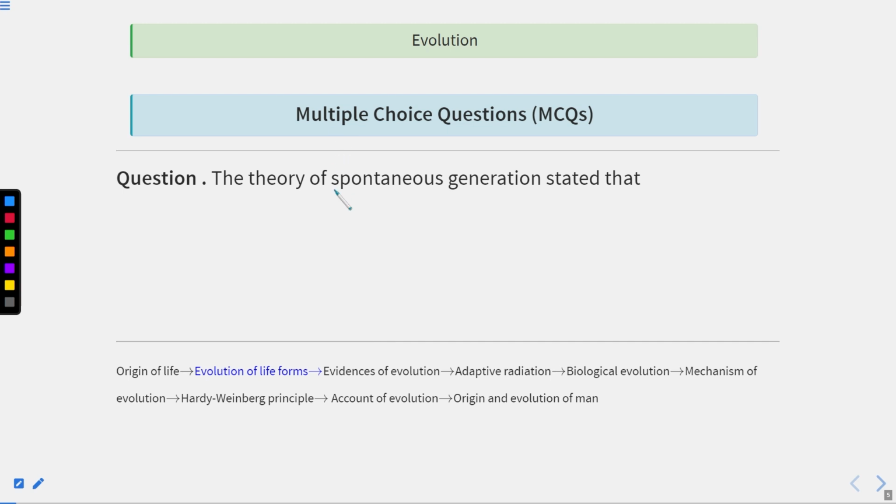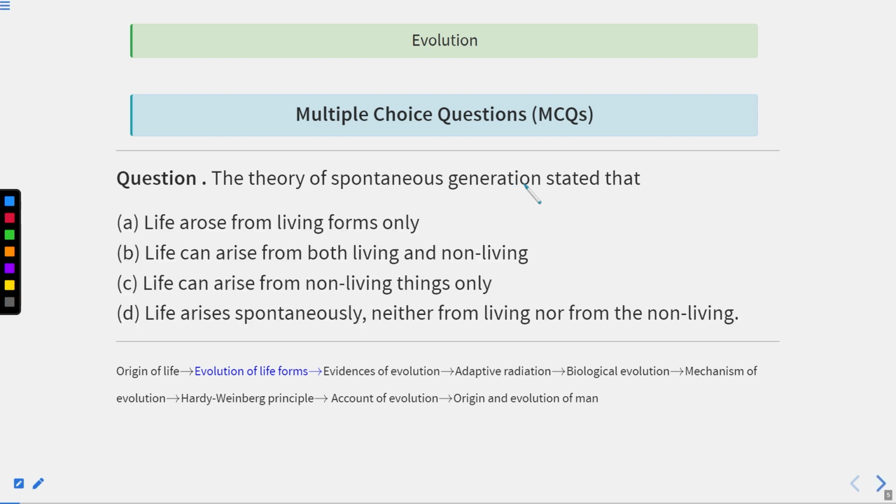Now, let's talk about the next question. The theory of spontaneous generation stated that, first option, life arose from living forms only. Option B, life can arise from both living and non-living. Option number C, life can arise from non-living things only. And option number D, life arises spontaneously, neither from living nor from non-living. Okay, these are the options.